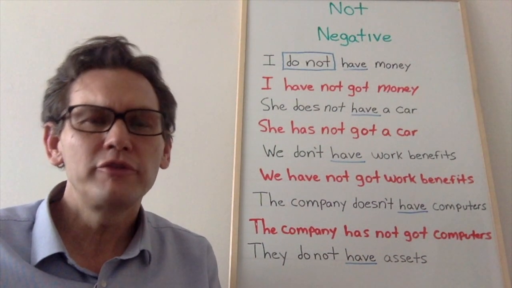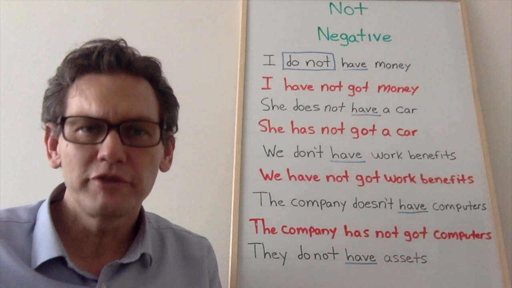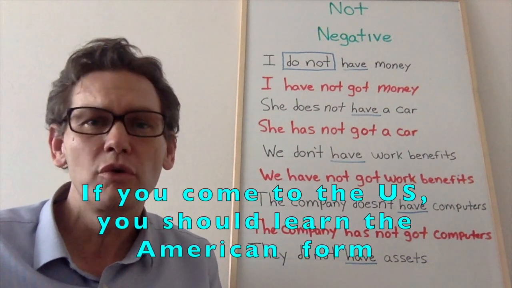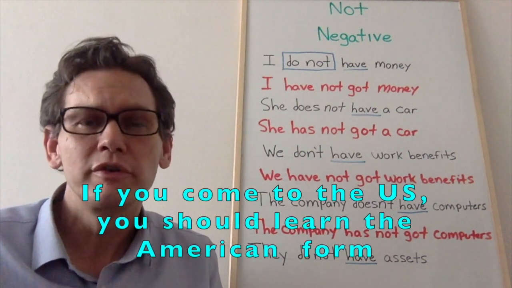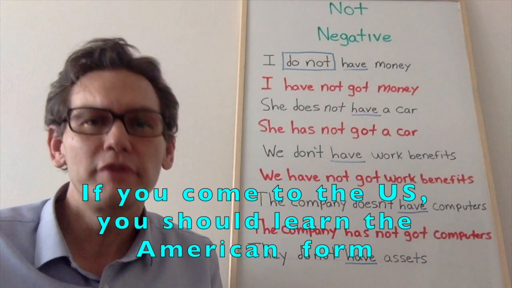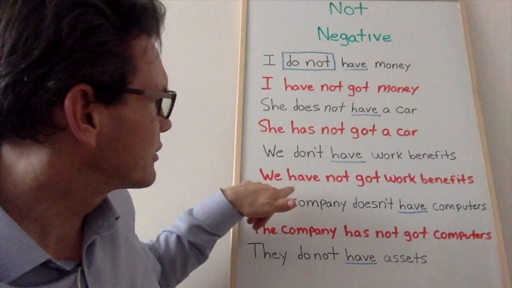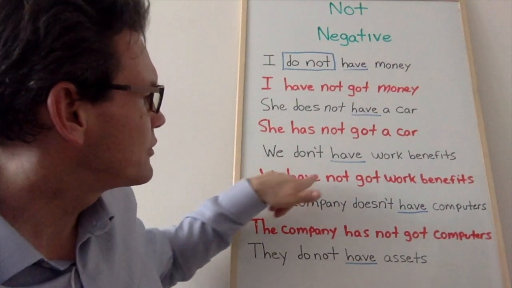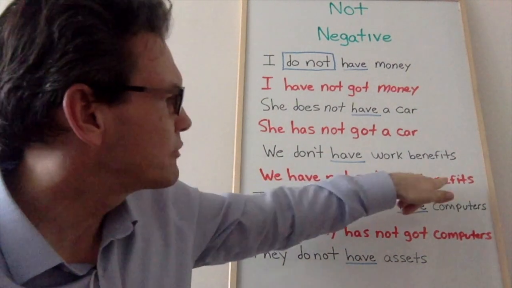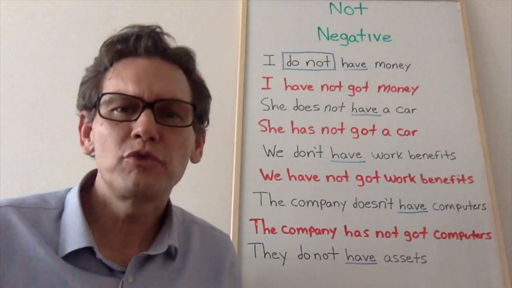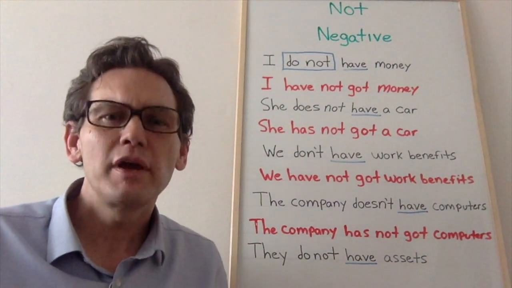However, if you're going to come to the United States or Canada to live or work, or even as a tourist, you need to know the American form. Let's look at this sentence here. We have not got work benefits. So which form is that? It's the British form.